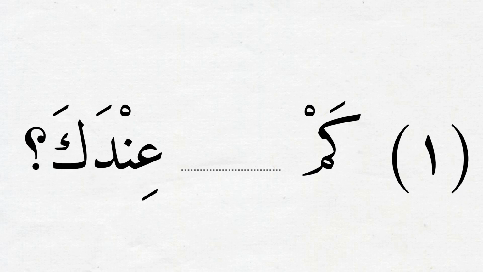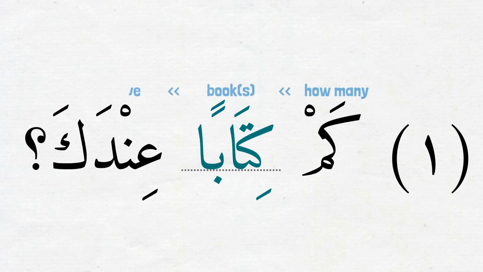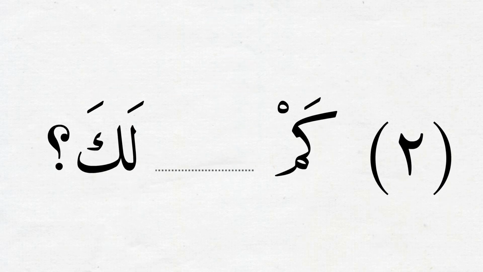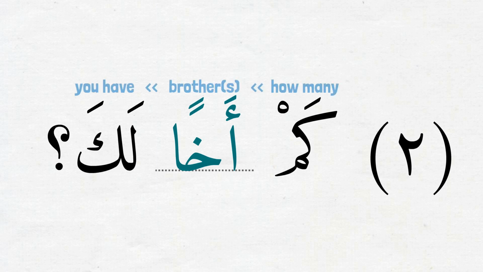Sentence 1. كم عندك? What would be the right tamyiyz for this blank? Let's use كتابا. كم كتابا عندك? How many books do you have? Sentence 2. كم لك? Remember, with لك, we can use relationships like أخ or عمًا or خالًا. Let's use أخ in this blank. كم أخ لك? How many brothers do you have?